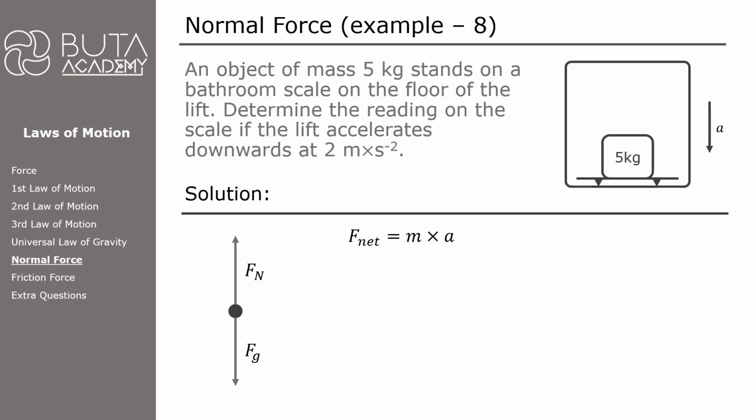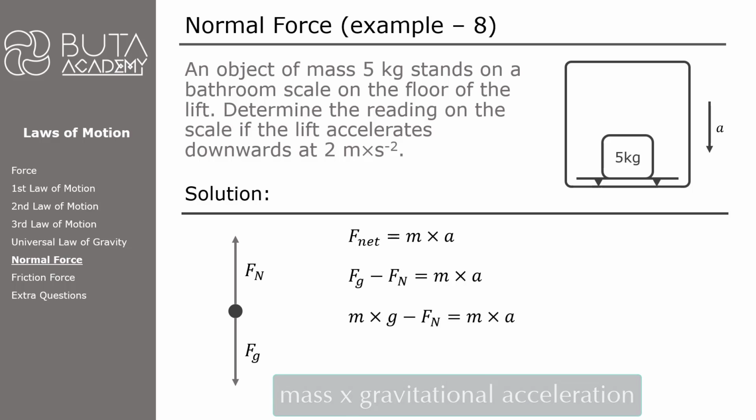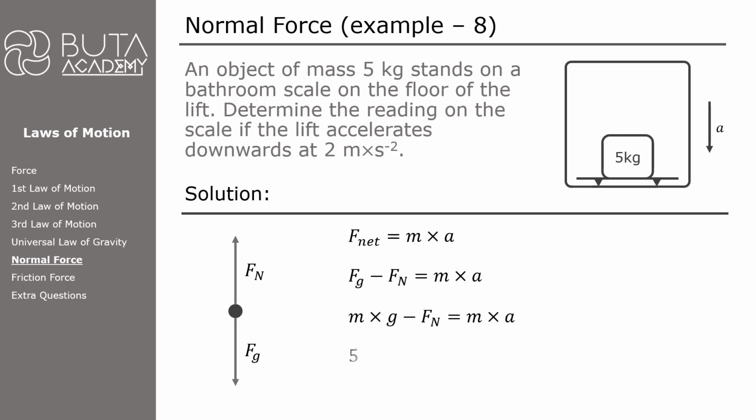By convention, we will consider direction of motion as a positive direction. The system is moving downwards, which means for this question, force of gravity will have a positive value and the normal force will have a negative value. Force of gravity is mass times acceleration. After substitution, 5 times 9.8 minus the normal force is equal to 5 times 2. The normal force and the reading on the scale is going to be 39 newtons.